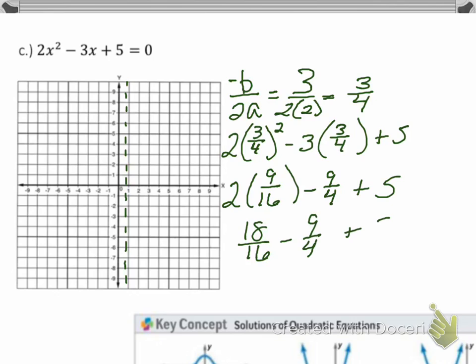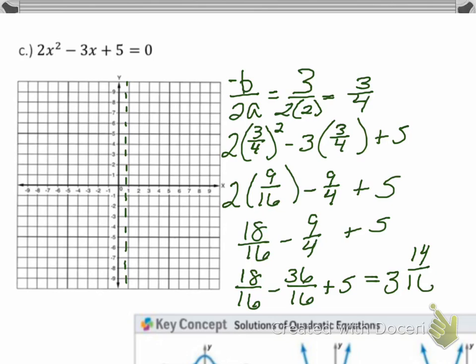And I'm going to act like I don't have a calculator, and I'm going to get common denominators in order to subtract. So 18 over 16 is going to stay the same, but to change the 9/4 to a denominator of 16, I just have to multiply it by 4, so that becomes 36 over 16. And so when I add all of that together, I will get 3 and 14 over 16. And now you can just plug all that into your calculator, but make sure that you're not losing any accuracy there. So I would say that my vertex is at 3/4 and 3 and 14 over 16.